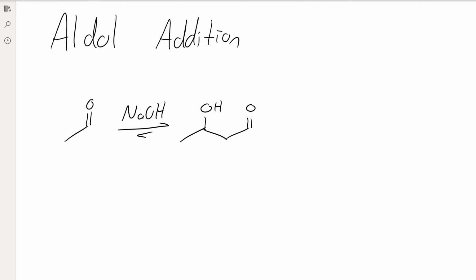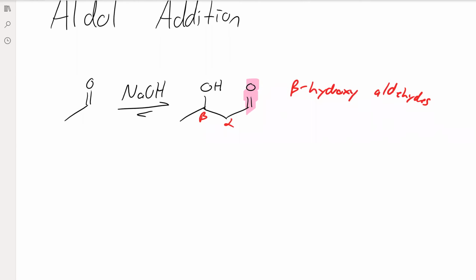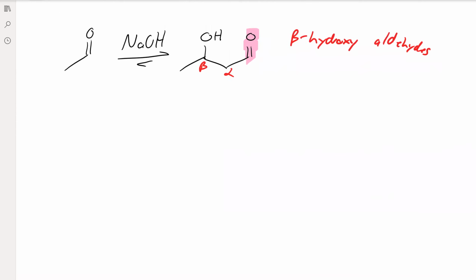In this case, an aldol is just basically the combination of the words aldehyde and alcohol, right? Aldol. And then if we think about what these are, we have our carbonyl. And then, of course, this is the alpha position. This is the beta position. So these are oftentimes called beta hydroxy aldehydes. Or if it was a ketone, beta hydroxy ketone, right? And again, aldol just means alcohol plus aldehyde.